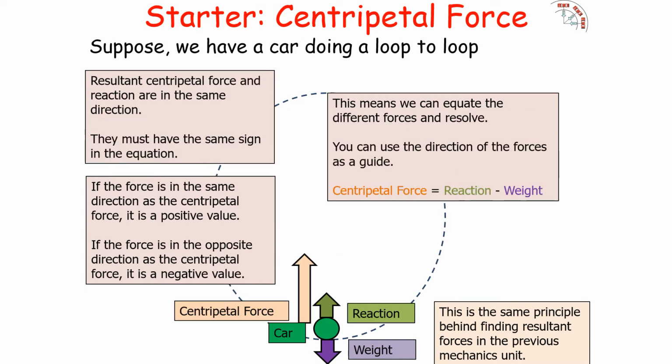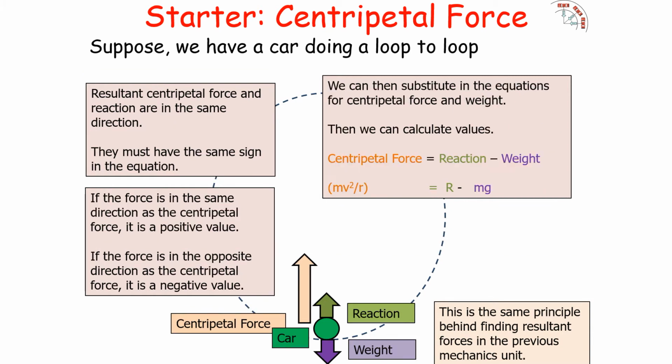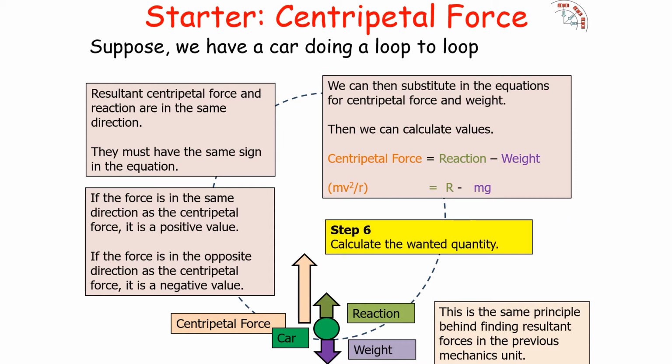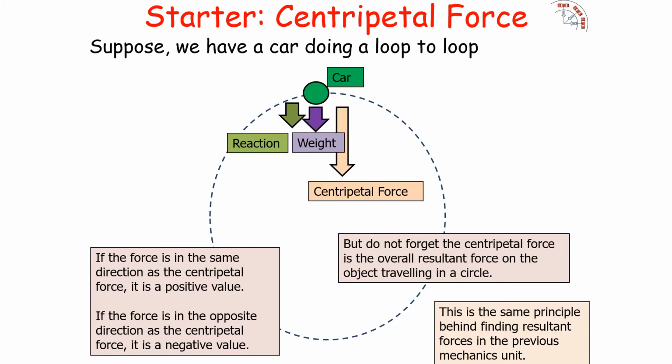So in this instance, we would say the centripetal force is equal to reaction minus weight. We equate the resolved forces and the centripetal force. So we now say mv squared over r is equal to big R minus mg. And we substitute in values for each force and calculate the wanted value. So in this instance, if a car's at the top of the loop, we can say weight is acting towards the center, the reaction is acting towards the center, and the centripetal force is acting towards the center.